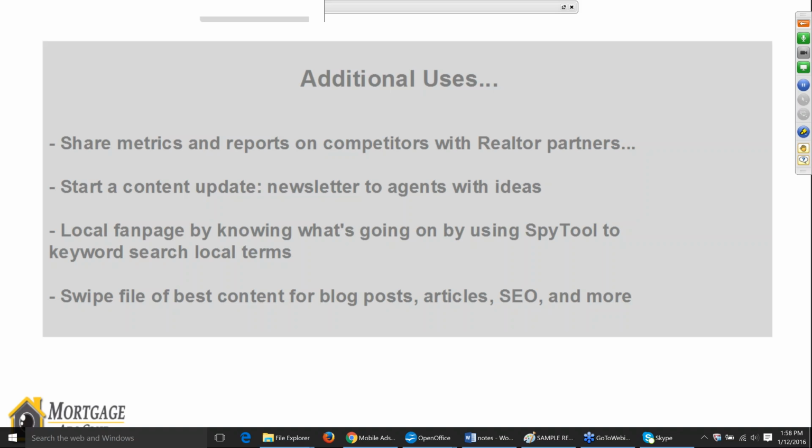Content updates. Imagine sending over a weekly or bi-weekly newsletter to agents with content ideas that you're pulling from your software.